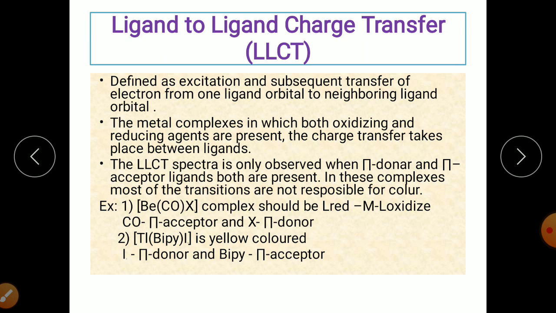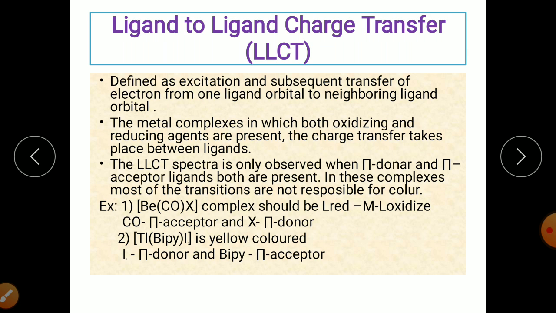And the last one is ligand to ligand charge transfer. In ligand to ligand charge transfer, an electron transfers from one ligand to the neighboring ligand orbital. Here, the ligand electron moves from a lower ligand orbital to a higher ligand orbital, meaning both oxidizing and reducing agents are present. One ligand acts as a pi donor and another ligand acts as a pi acceptor. Here, the pi donor ligand donates one electron to the pi acceptor ligand.